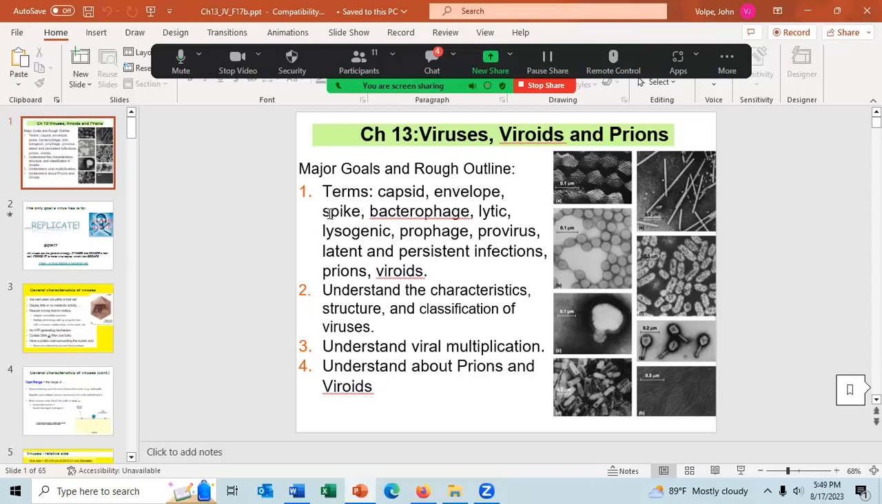Understand the characteristics of viruses, what their structure is, and then the classification of viruses. Understand about viral multiplication. And lastly, understand what prions are, and then understand what viroids are. Any question about any of that?